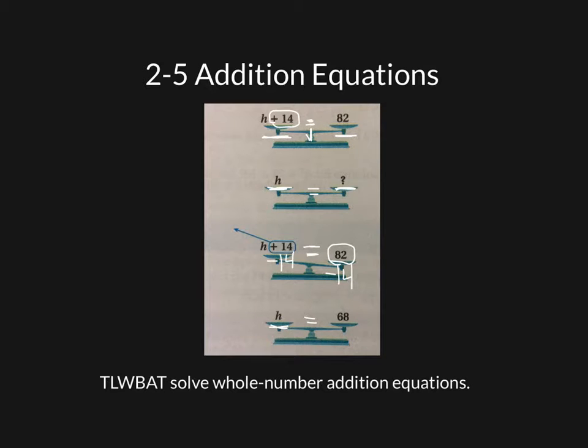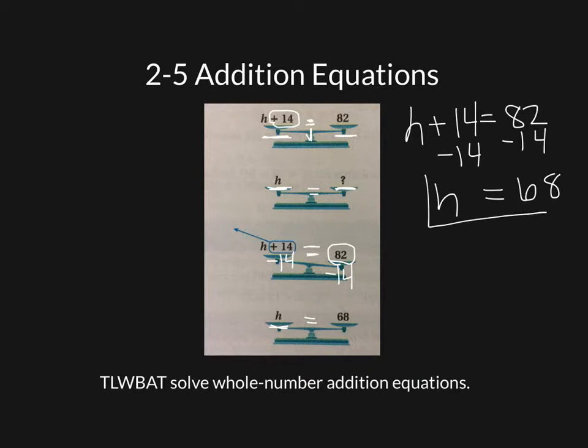Now what that would look like if I'm showing my work is I would start out with h plus 14 equals 82. And then I would subtract 14 from both sides. And then I would say h is equal to, then I subtract that, I would get 68. Okay? So that's how the work is shown.